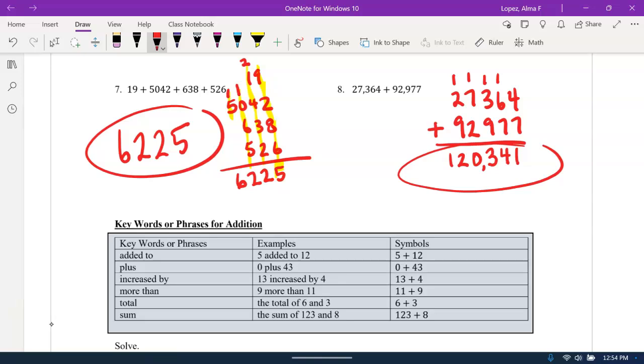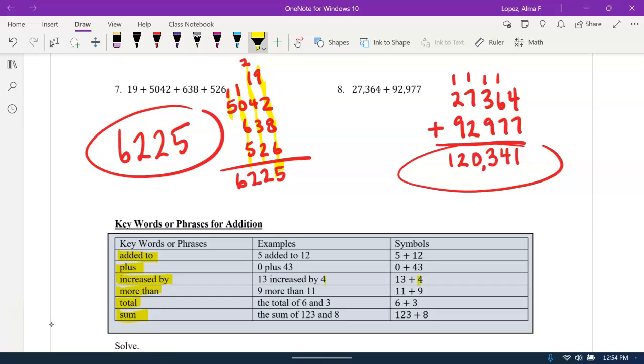All right, real quick before we go off into the next video, this will be a nice break point if you need one. Keywords are phrases that mean addition. Added to, plus, increased by, more than, total, and sum. And here are some examples that you can go through. 5 added to 12, and this is what it looks like in symbols. 0 plus 43. 13 is increased by 4.